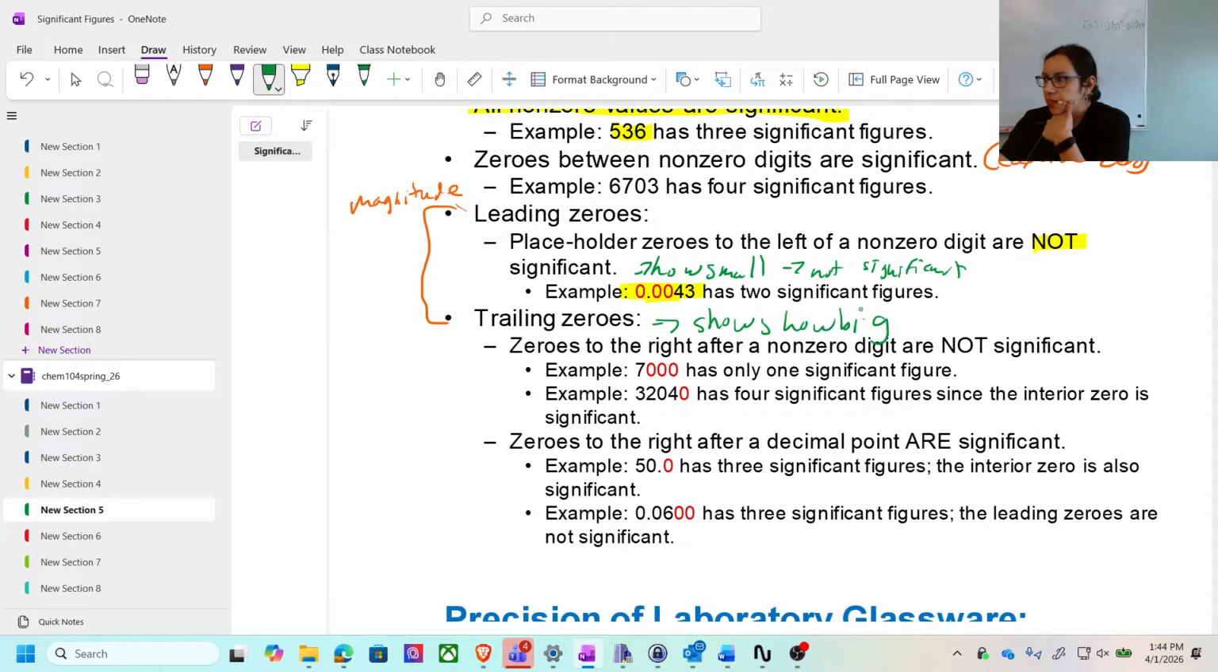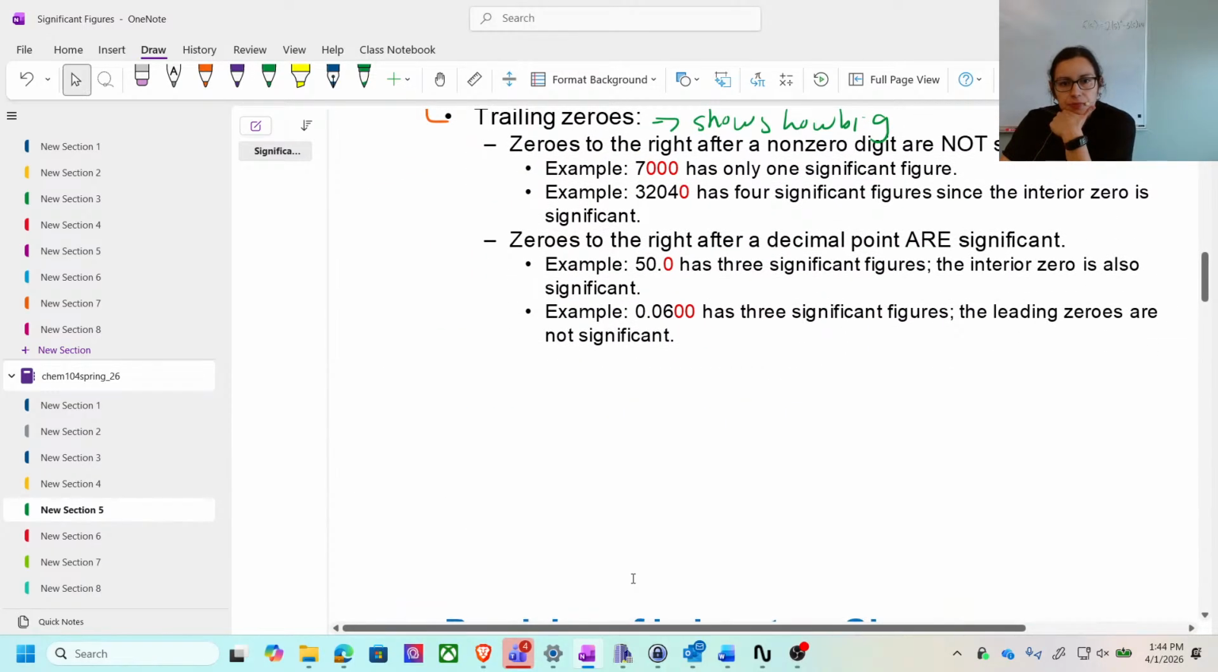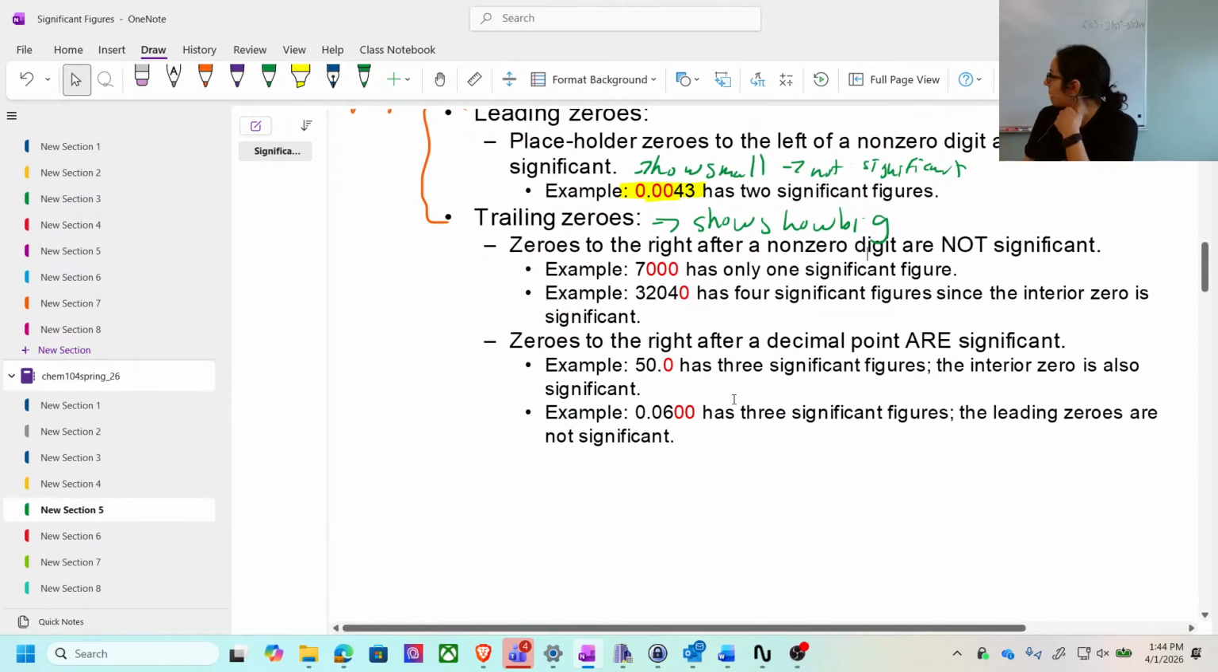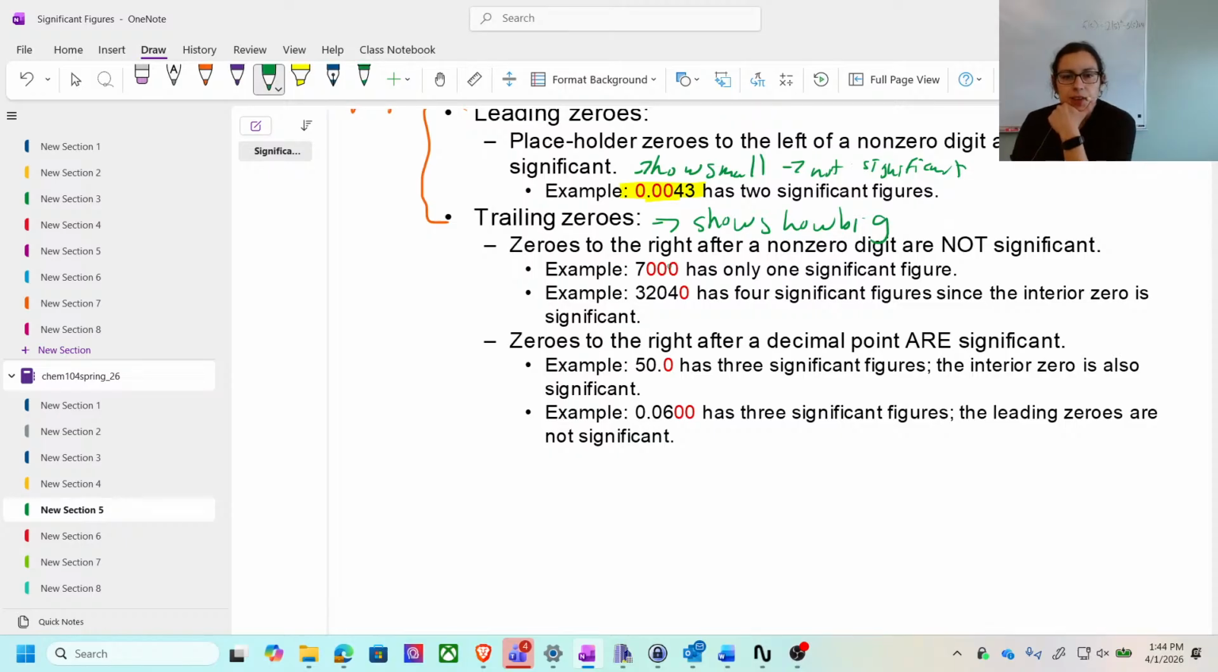Now let's talk about this for a second. There are a few scenarios, right? So let's look at 7,000 here. You kind of have to think about what we are measuring, what this means, and how it relates to the accuracy. Let's say you were measuring a really large elephant, and it's 7,000 kilograms or whatever.